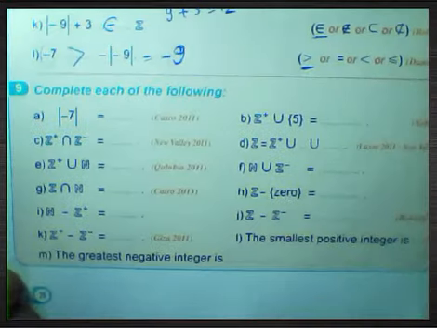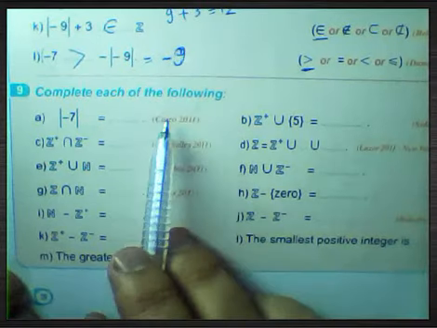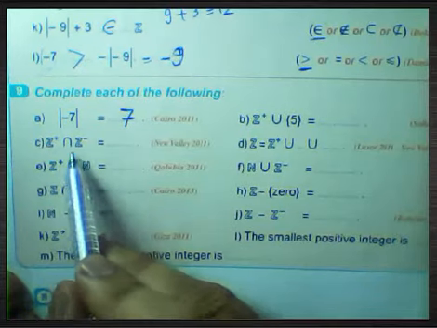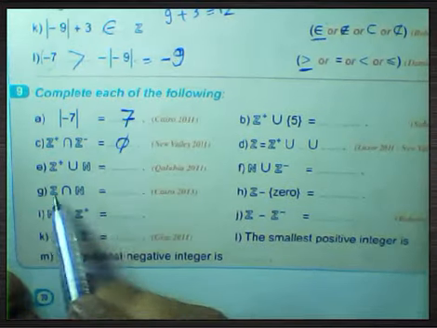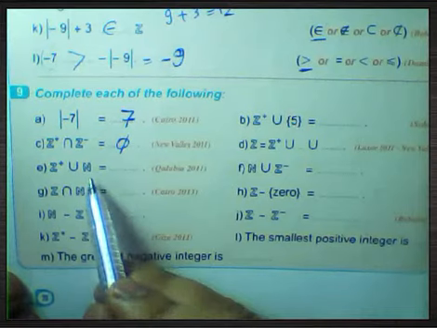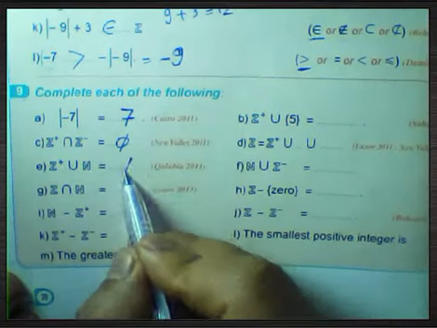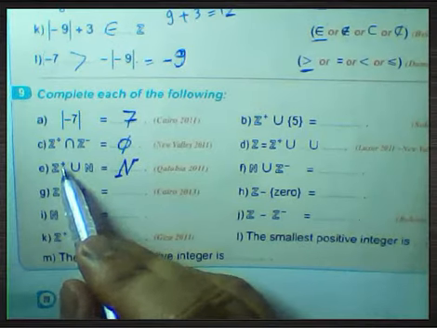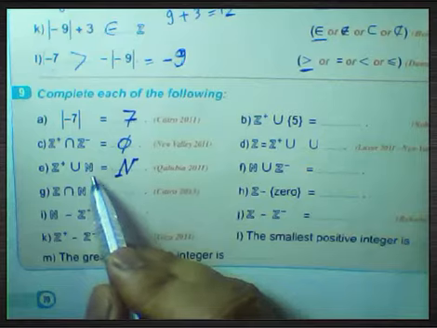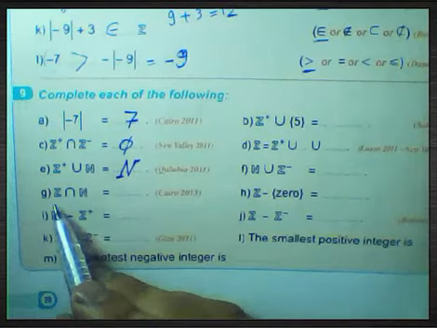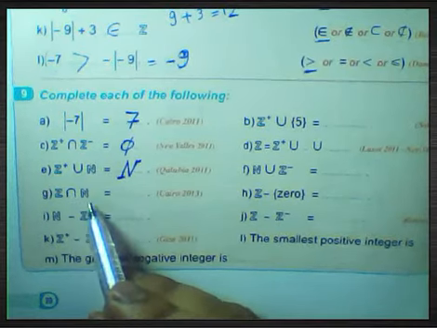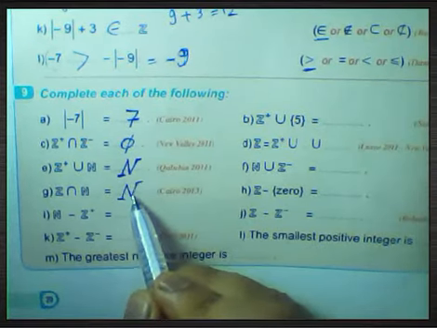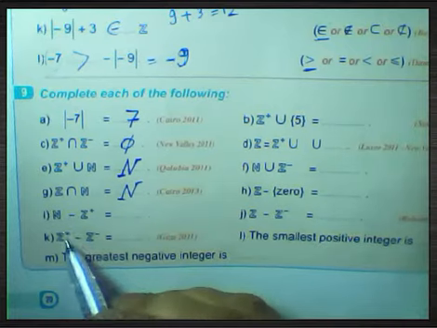Okay, question number 9. Complete each of the following. Absolute value of negative 7 equals 7. Z positive intersection Z negative equal phi. Z positive union natural number equal natural number, because Z positive is a subset of natural number, and Z intersection N will be N, because the set of natural number is a subset of integer.